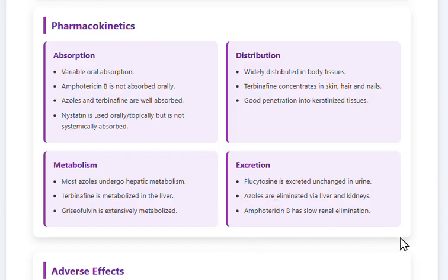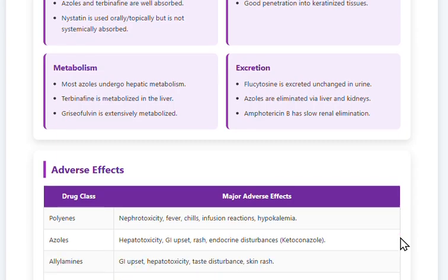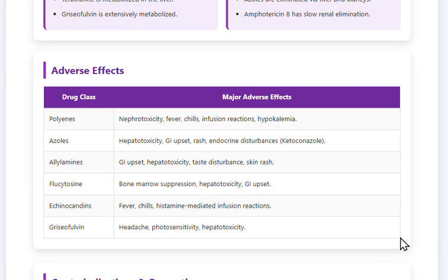Now let's discuss the adverse effects of antifungal drugs. Understanding toxicity helps you answer both theory questions and clinical case scenarios. Let's start with amphotericin B. The easiest way to remember its toxicity is the famous mnemonic, amphoterrible. This drug can cause nephrotoxicity, fever, chills, infusion reactions, hypokalemia, hypomagnesemia. Because of its kidney toxicity, patients receiving amphotericin B require regular monitoring of renal function and electrolytes.